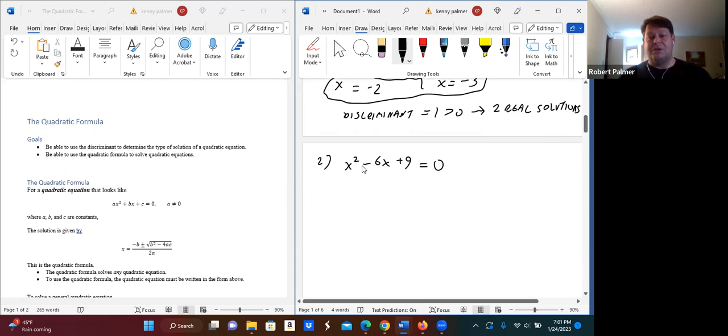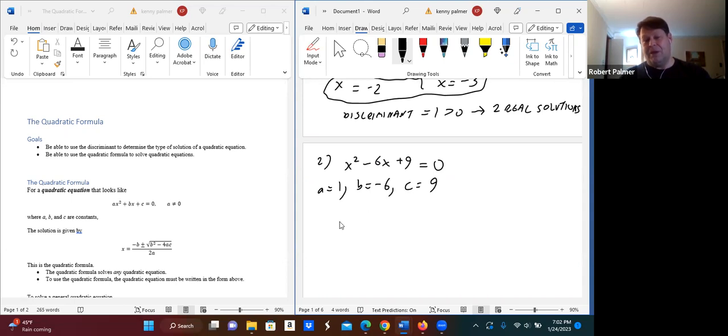Okay, once again, this is also in the correct form we want. Everything, one side's equal to 0. They have the squared term, then the single variable term, then the constant. So once again, a, the number in front of the squared term, is positive 1. B in this case is negative 6. So make sure you include the signs. And then C is a number by itself, which is positive 9. So once again, plug these into the quadratic formula.